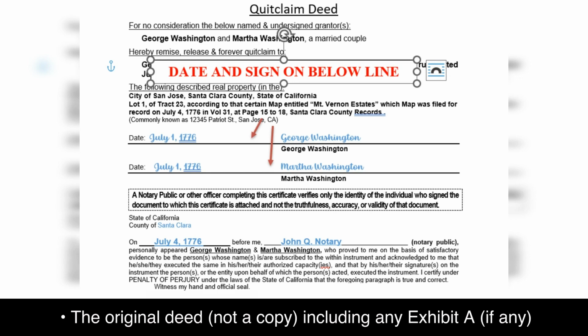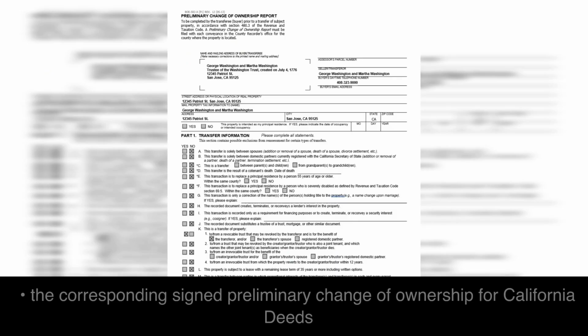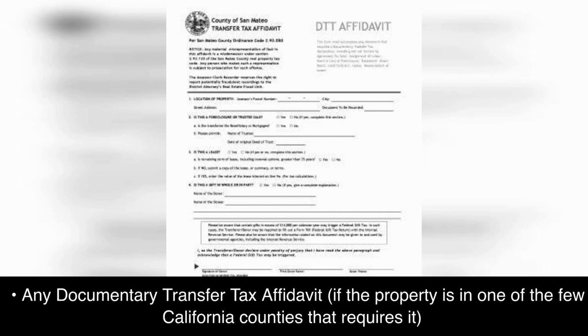In the envelope place the original deed, not a copy, including any Exhibit A, if any, a check to cover the recording fees, the corresponding signed preliminary change of ownership for California deeds, and any documentary transfer tax affidavit, if the property is in one of the few California counties that requires it.